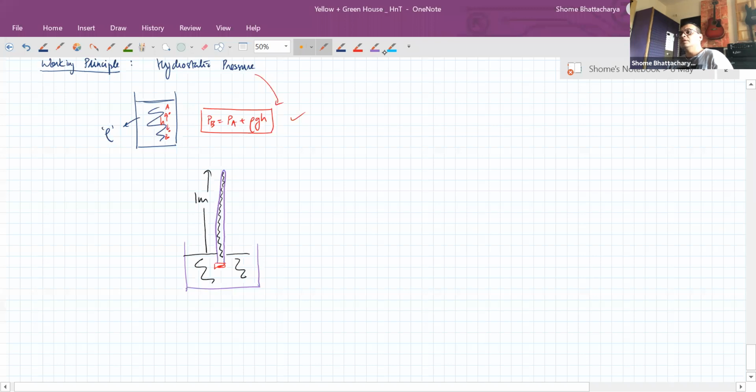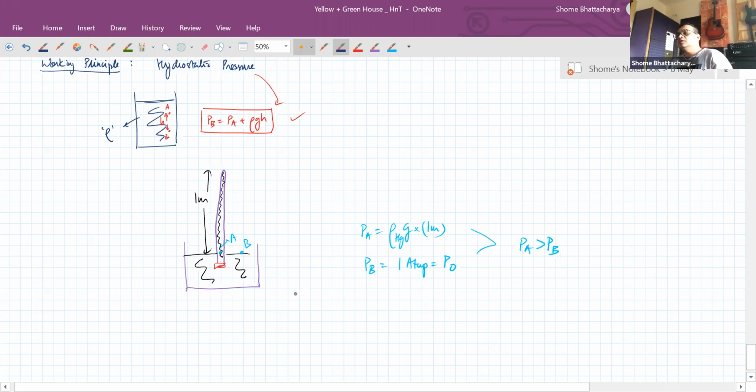So now if we compare, let's say this point is A, and this point on the surface is B. The pressure at point A right now is the density of mercury times g times 1 meter, whereas the pressure at point B is equal to 1 atmosphere, or P naught. So we can see that PA is greater than PB.